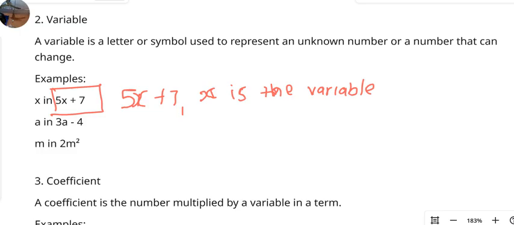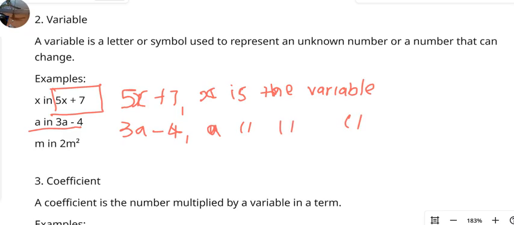So let's see this next one. 3a minus 4. Remember, the variable is the alphabet. What do you think in 3a minus 4 here? The variable there is a, because 3a minus 4 has an alphabet, just one alphabet. The alphabet is a. So a is the variable.